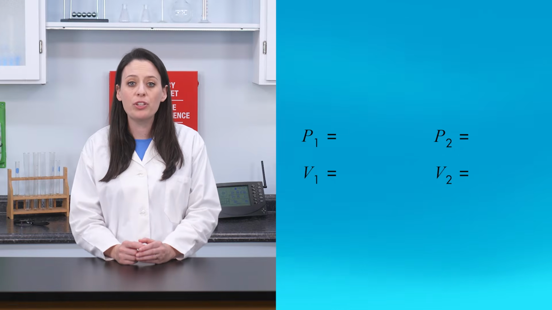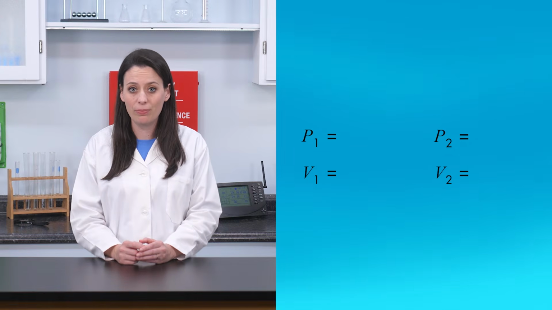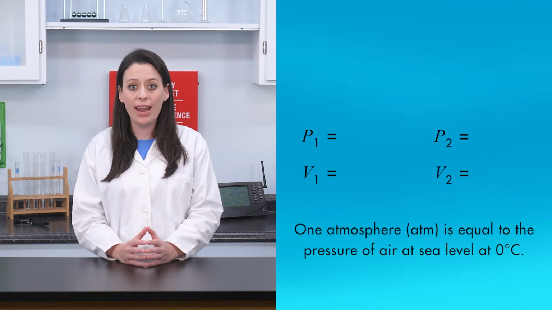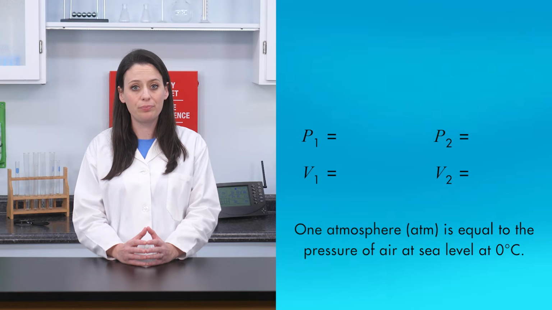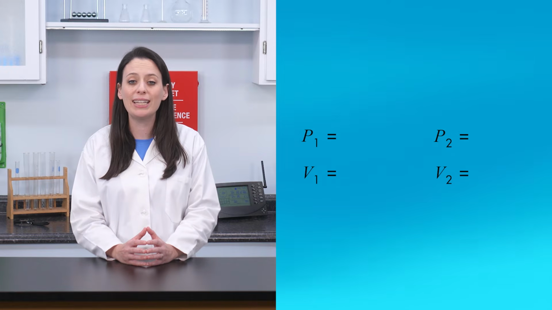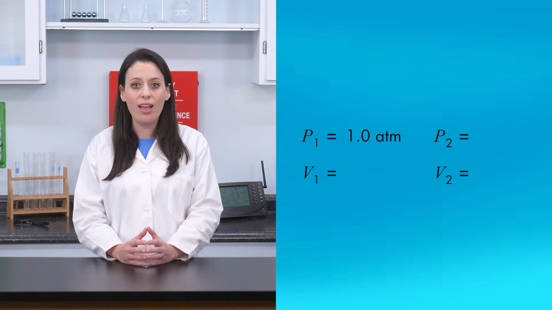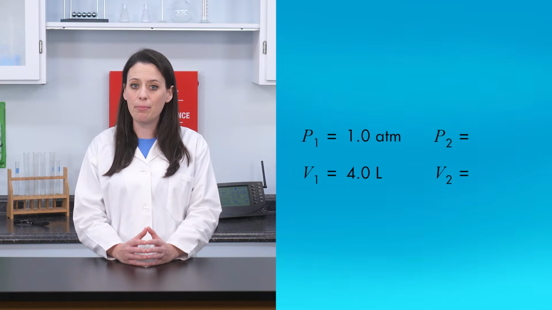Let's look at an example using the equation for Boyle's law to see how volume and pressure are inversely proportional. For this example, we will measure pressure in atmospheres. 1 atmosphere of pressure is equal to the pressure of air at sea level at a temperature of 0 degrees Celsius. Volume will be measured in liters. The pressure in our example is 1 atmosphere and the volume is 4 liters. The temperature will remain the same.